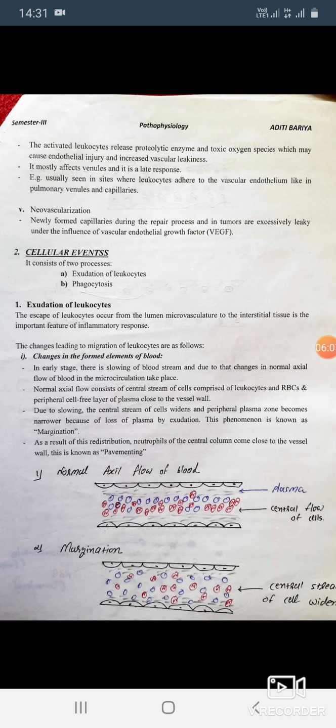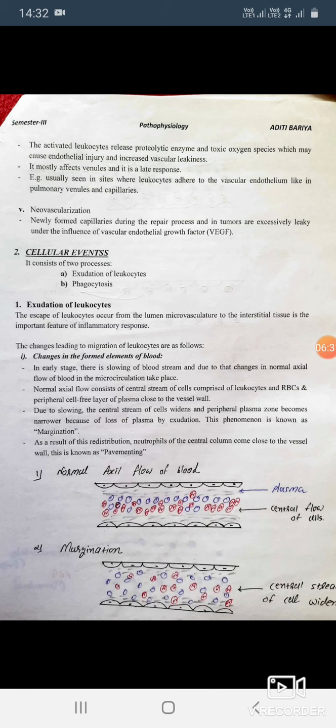Means there is only plasma present near the blood vessel wall, and the cells always flow in the center. So normally cells are in the center, plasma in the periphery. Okay, now what happens due to slowing of blood flow? When the blood flow becomes slow, the central stream of cells widens.